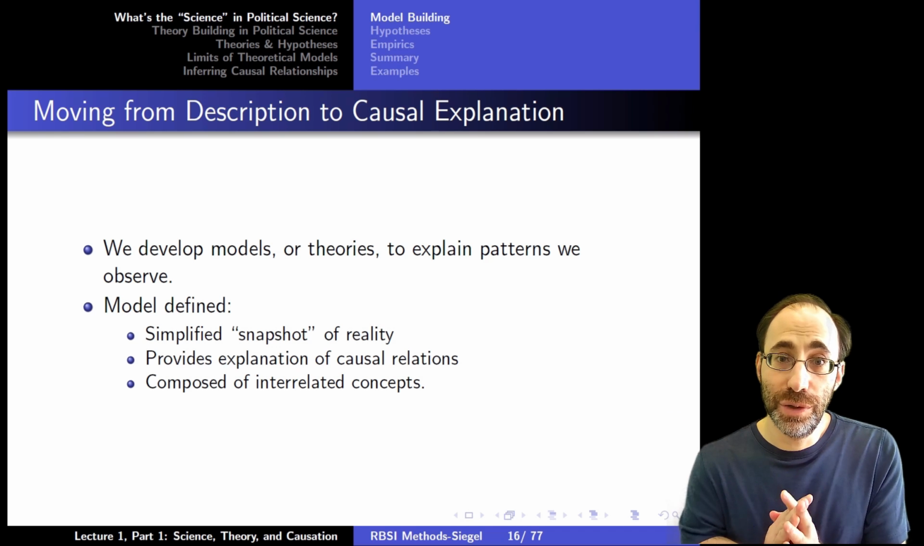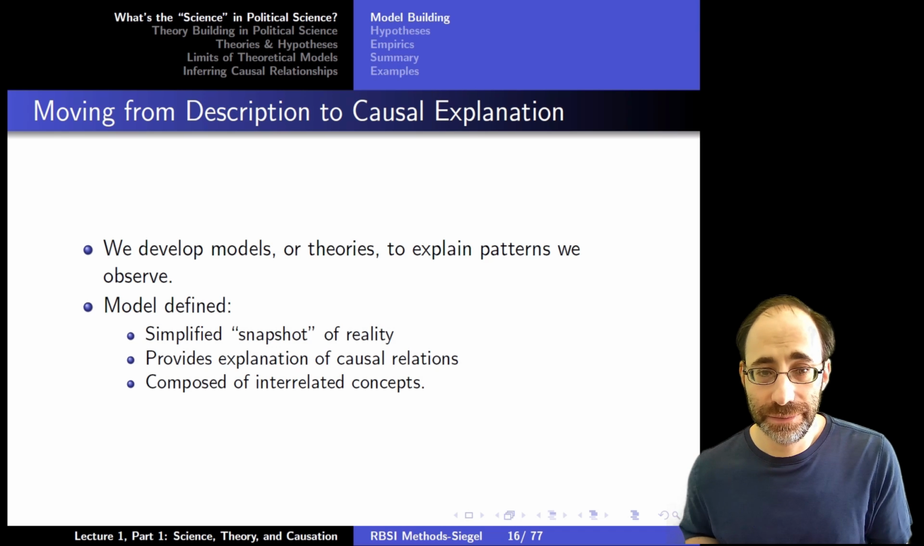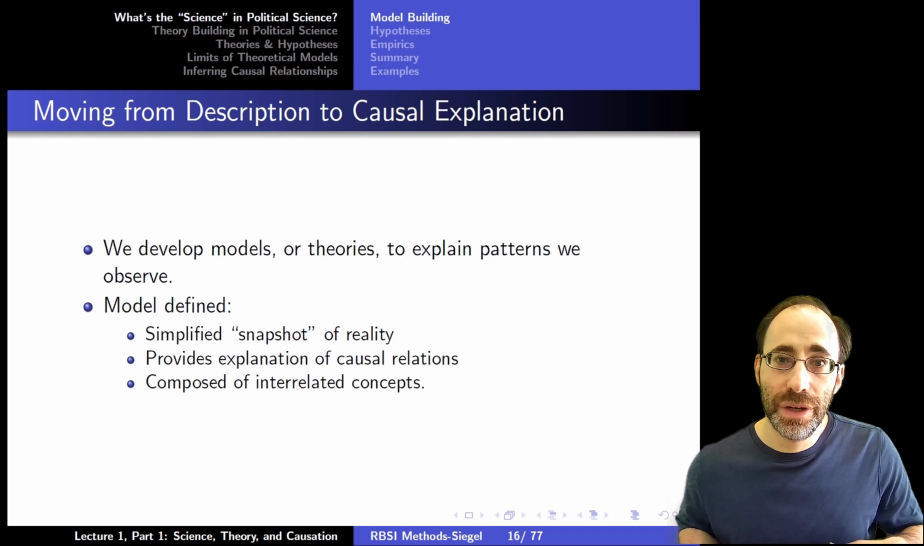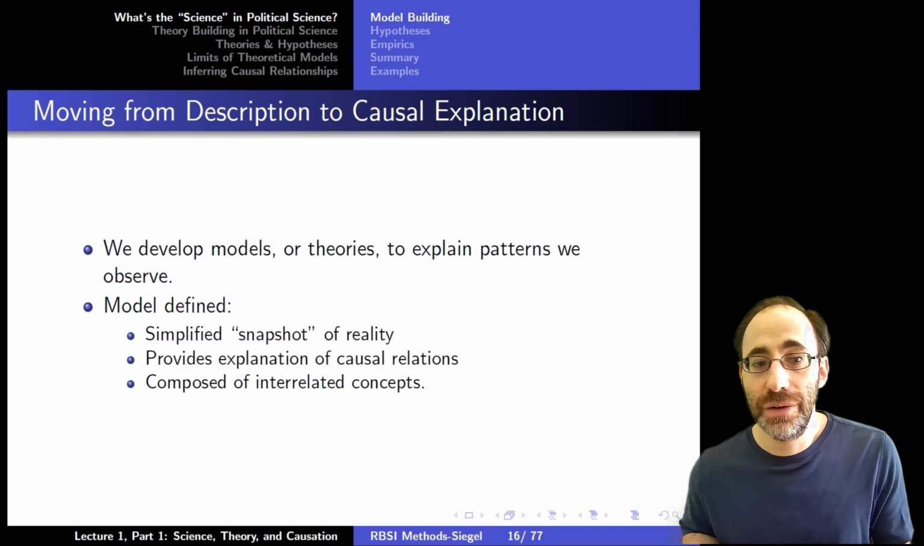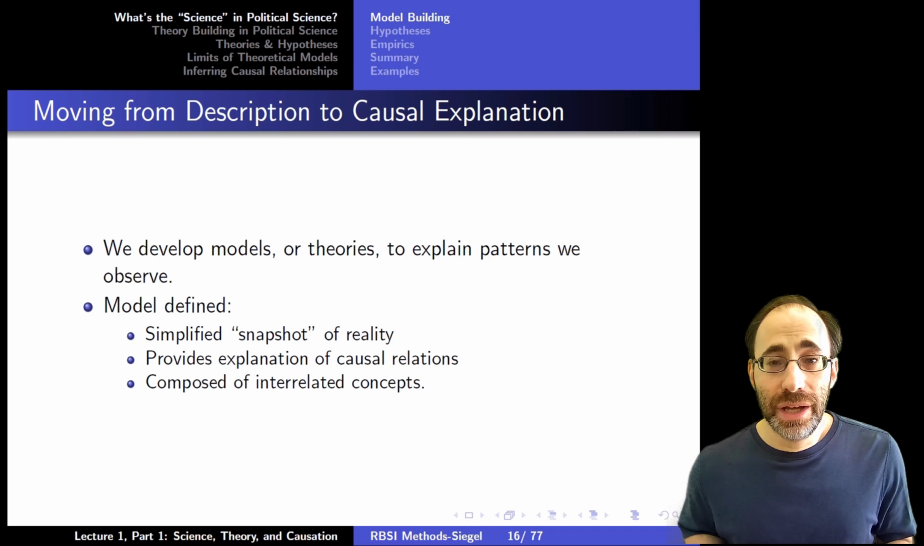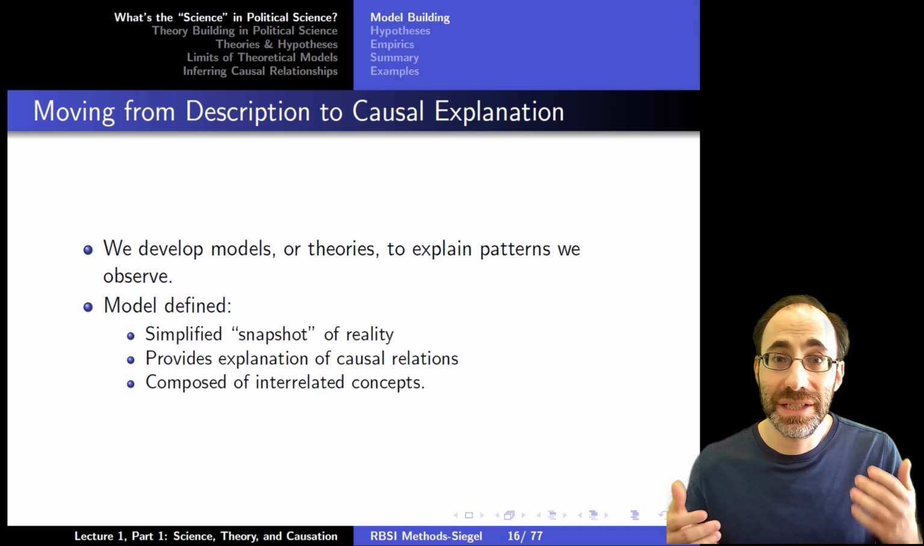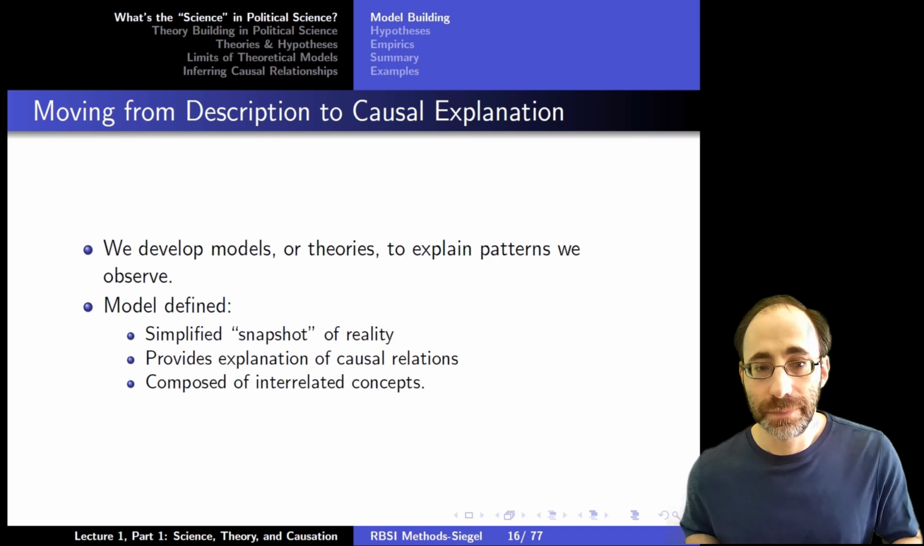Okay, so we're going to move from our discussion of description about how the world looks like to actual causal explanation. To do that, we're going to construct models or theories to explain patterns we observe in the real world. A model here is a simplification of the real world. It's designed to provide a simplified snapshot of reality.